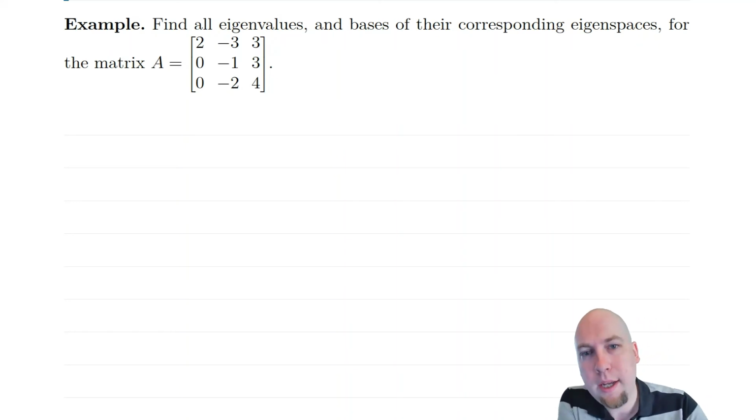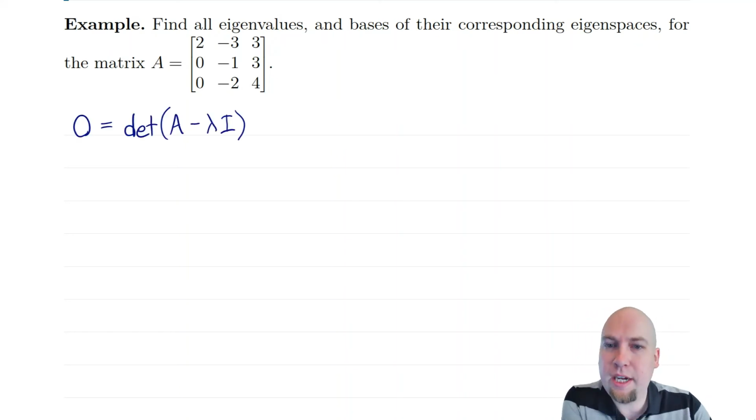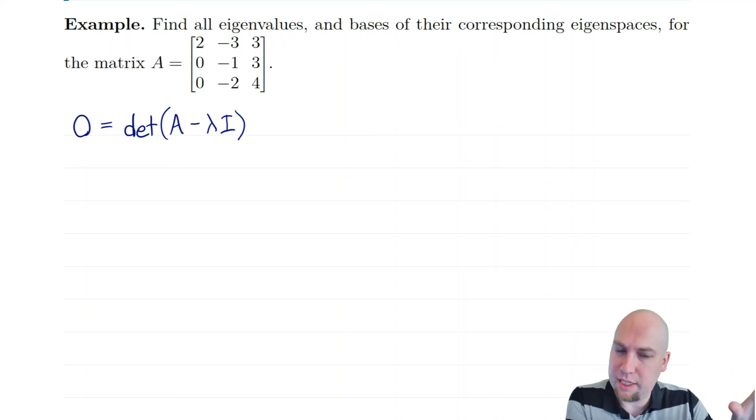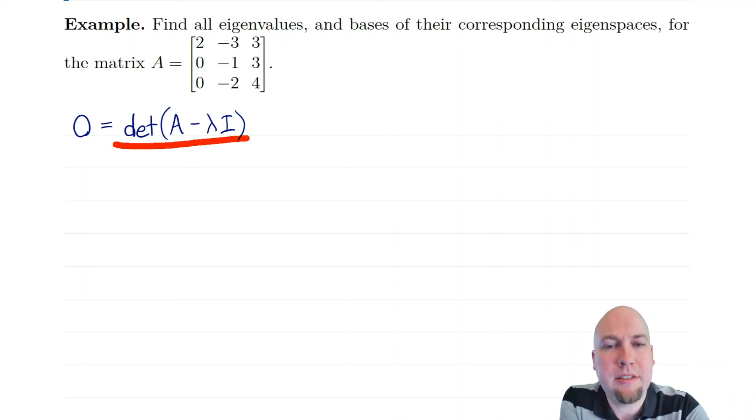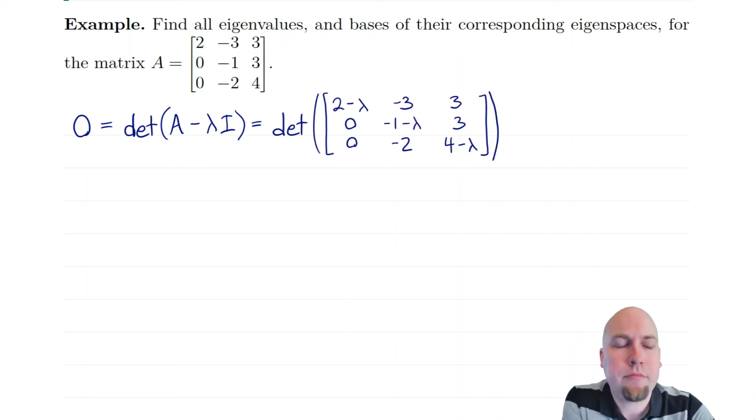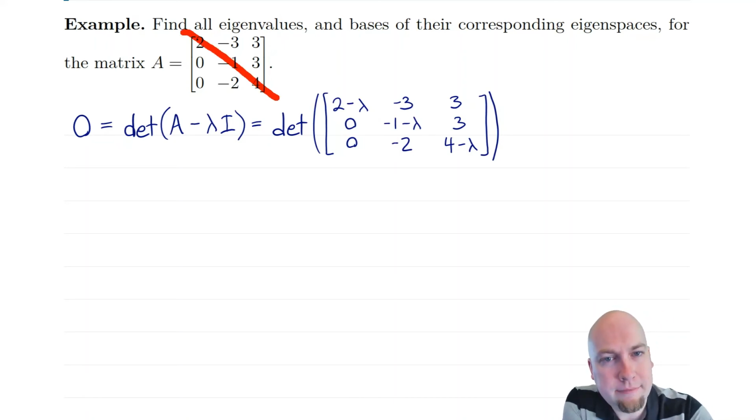Okay, so same setup as before, though. The way that you find the eigenvalues, that's our first step, is you set the determinant of A minus lambda I equal to 0. Okay, and when you do that, again, you're subtracting lambda off the diagonal, and you're leaving the off-diagonal entries alone.